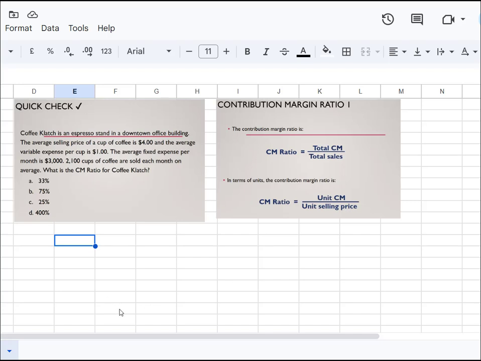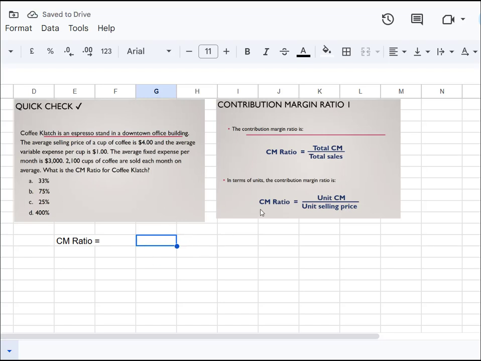So let's look at what our CM ratio is. Our CM ratio is going to equal our total CM divided by our total sales, or our CM divided by sales. Because we have total on both, we can just look at individually what each cost is.